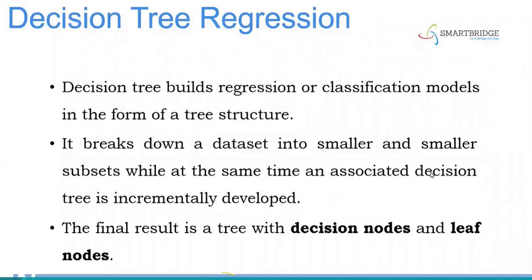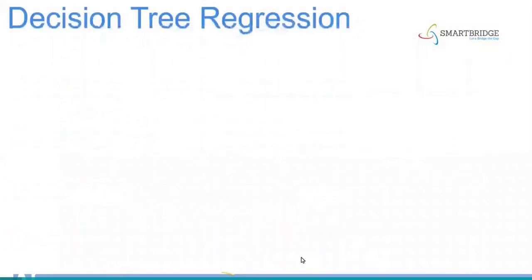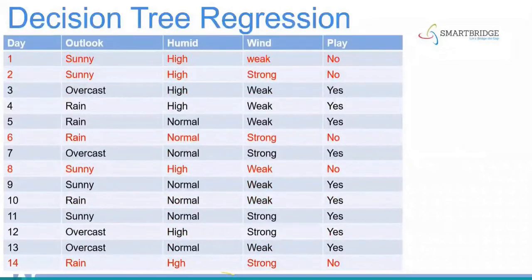All right, guys. Now let's get into the theoretical explanation of the data. First, suppose this is the data set that I have. Here I have 14 rows and 5 columns: day, outlook, humidity, wind, and play. This data set tells about a boy who is going to play or not play based on the weather conditions.